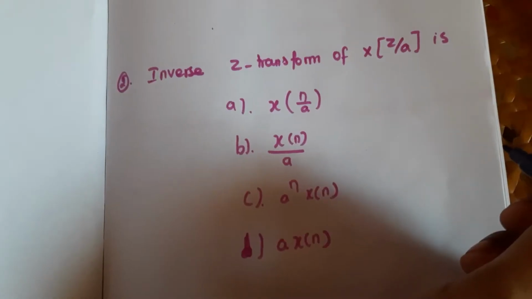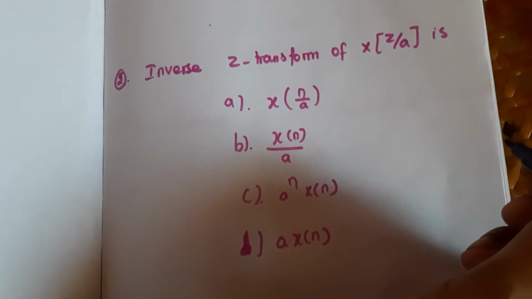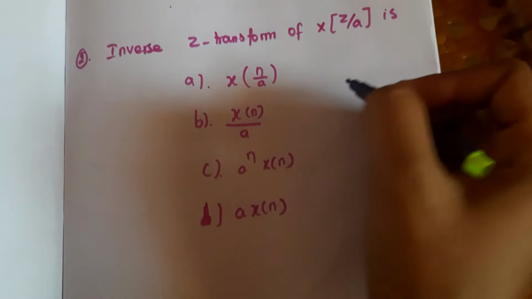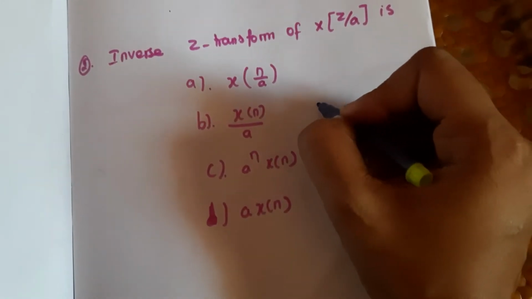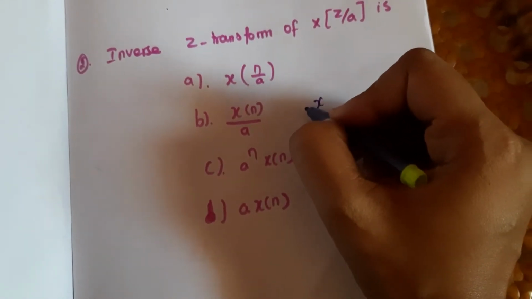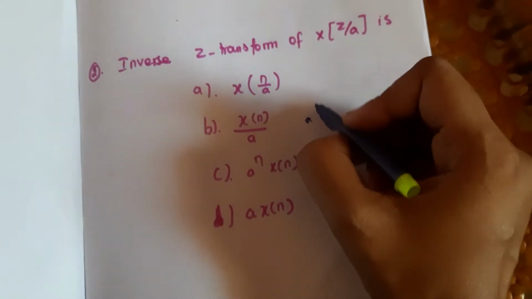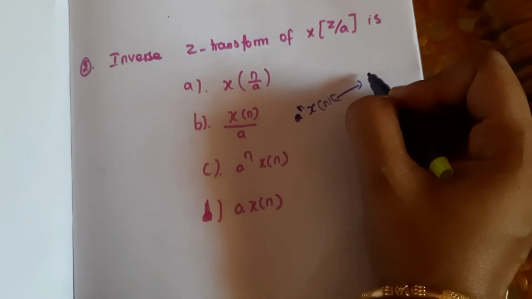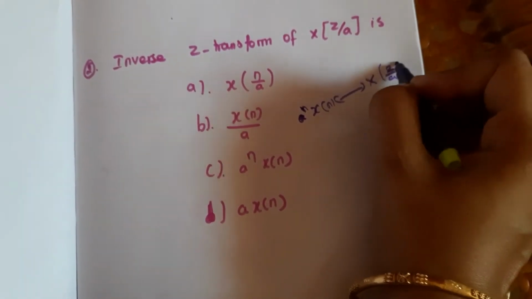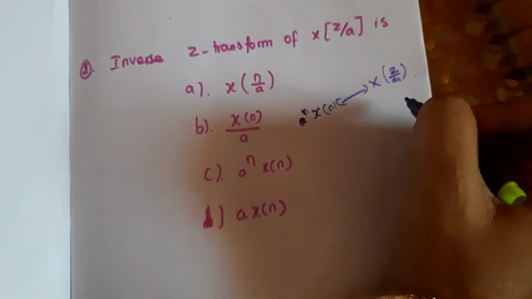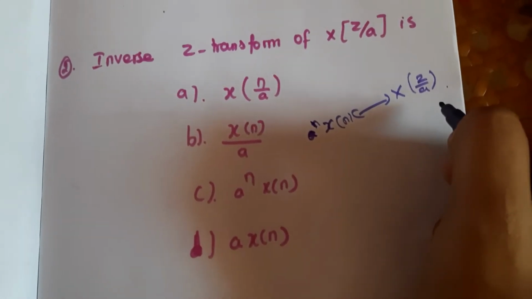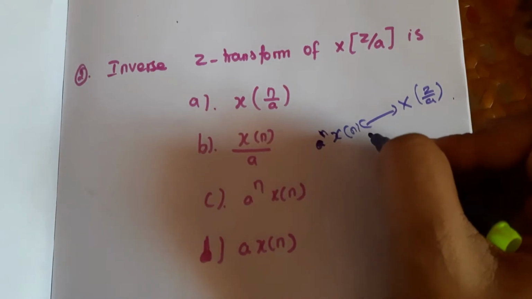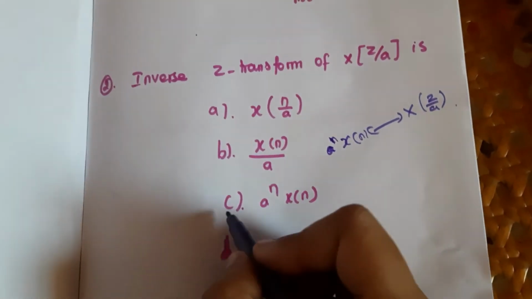Second question, inverse z transform of x of z by a is. And this is scaling property. Using scaling property, we know a power n x of n is equal to x of z by a. So this is known as scaling property of z transform. So the inverse transform of this x of z by a is a power n into x of n. So here the answer is C.